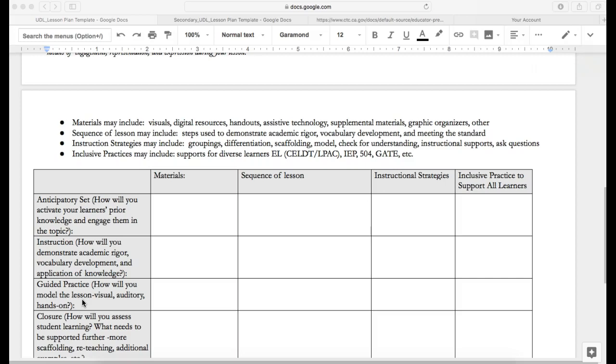The sequence of the lesson, that's the steps that you're taking to make sure that you have academic rigor, you're building vocabulary, and you're meeting whatever the standards that you chose are.